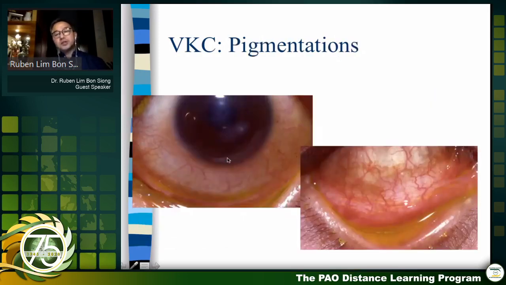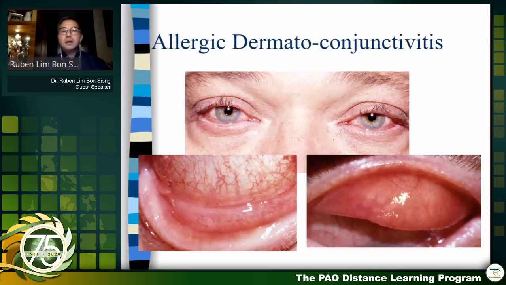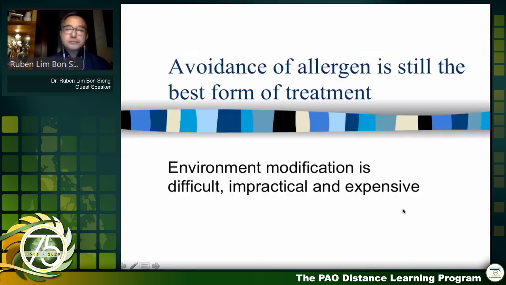Pigmentation, I mentioned that. You also see that in VKC, this pigment migration, due to chronicity. In allergic dermatoconjunctivitis, we have eczema on the skin of the lids, and you see papillae on both the bulbar and palpebral conjunctiva.